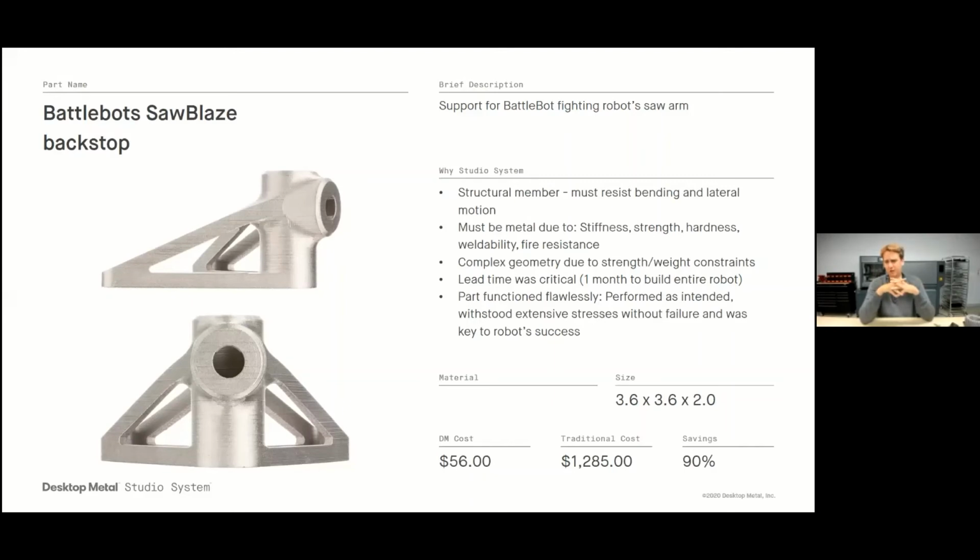They were able to print this part for just $56. The traditional cost was over $1,200. So they saw a huge cost savings on this component, as well as a huge lead time savings.